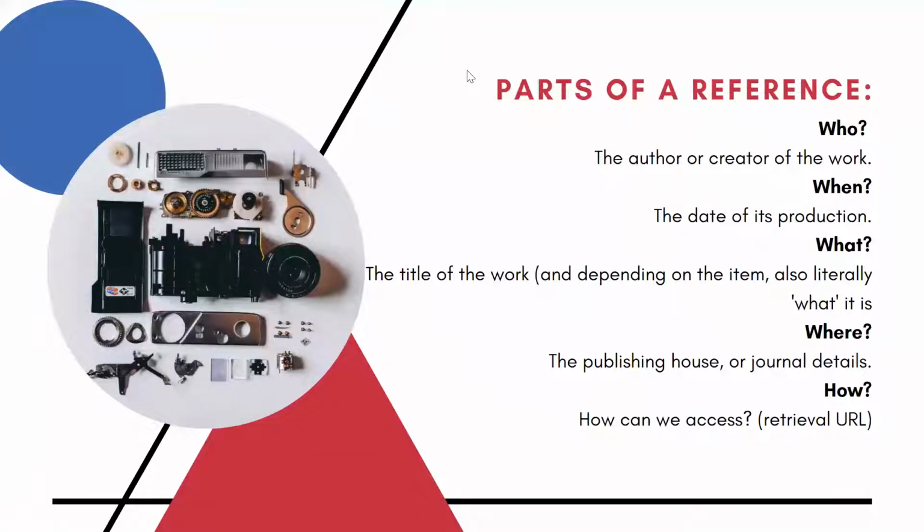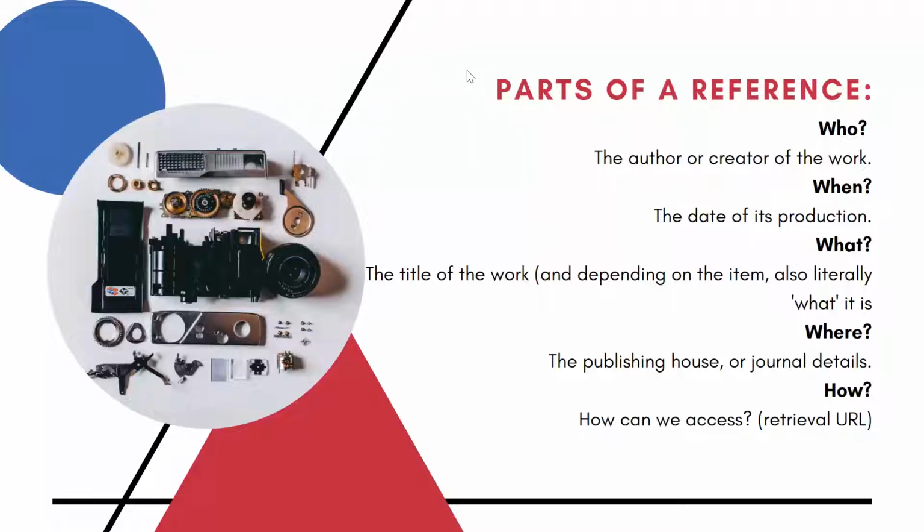When goes without saying, really, the date of its production. Keep in mind, though, that if you're using a book that has been published many, many times, you're referencing the book that you have there in your hand. So if you've got, you know, Shakespearean sonnets, but they were republished in 2010, then the date is 2010. So it's about the actual production of what you're using for your assignment.